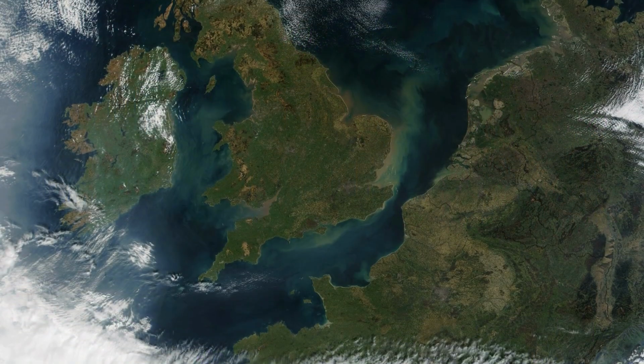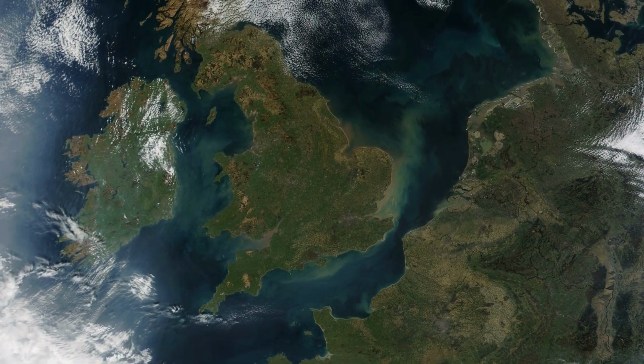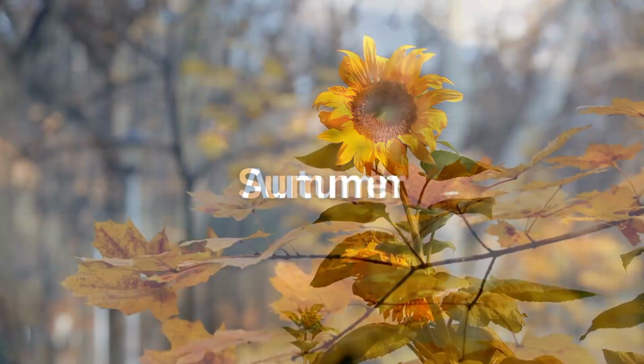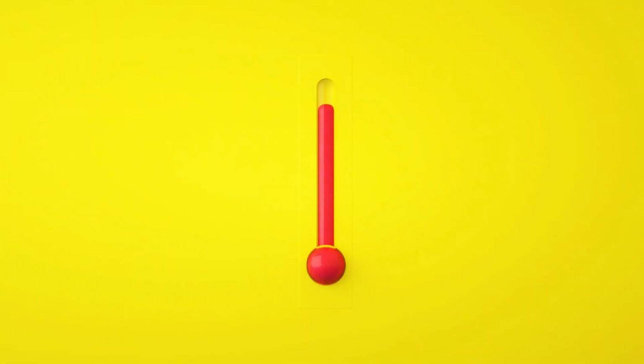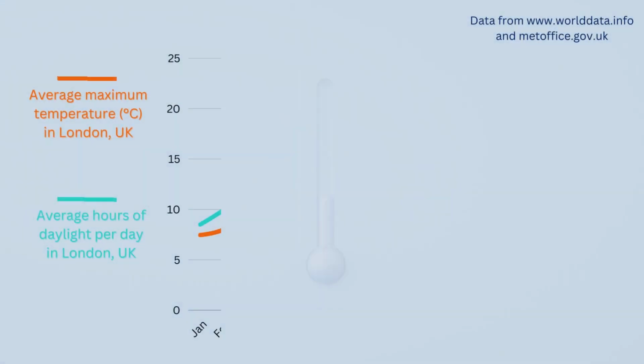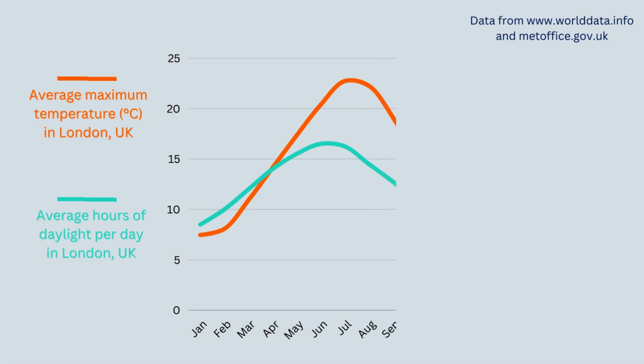In the UK, we experience 4 seasons each year. These are spring, summer, autumn, and winter. Across the year, the average temperature and number of hours of daylight follow an annual pattern. They increase during spring, reach a maximum in the summer, decrease in autumn, and reach a minimum in the winter.